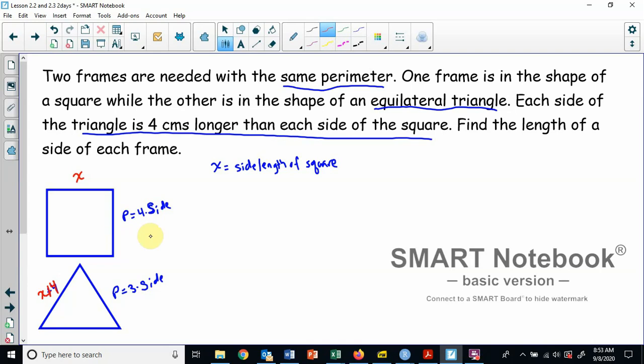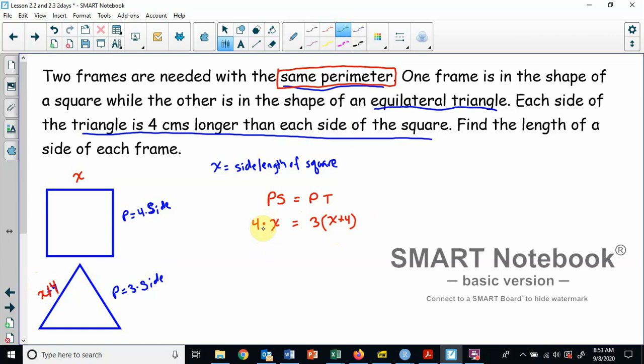Now, how do these two things relate? They relate in that we want the perimeters to be the same. So the perimeter of the square has got to equal the perimeter of the triangle. Well, how did we find the perimeter of the square? We multiplied the side by 4. What's the side length here? X. How do we find the perimeter of the triangle? We multiplied the side length times 3. What was that side length? X plus 4.